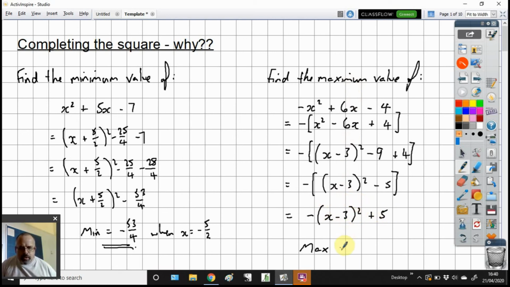The plus 5 we can't do anything about. And so the maximum value will be plus 5. And it will happen when x equals, well, when this bracket works out at 0, so when x is 3. The maximum value of this expression is 5. Now, there's something important going on here. Notice these two original questions. They're not graphical. There is no mention of y or a y-axis. But what we're going to do now is change the question slightly.